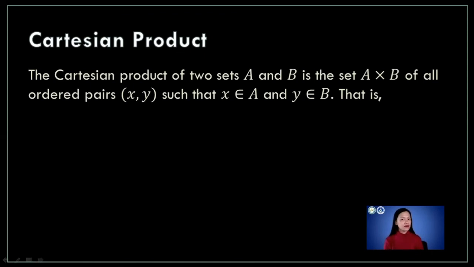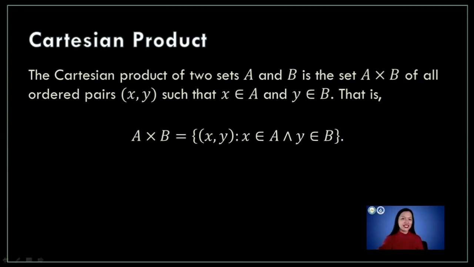Take note that when we speak of ordered pairs, we are looking into the pairs of elements, objects, numbers, or letters. But we have to take note that the order is important. So if we have the pair XY, this pair is different from the pair YX because order is important. That is, A cross B is the set containing the ordered pair XY such that X is an element of A and Y is an element of B.